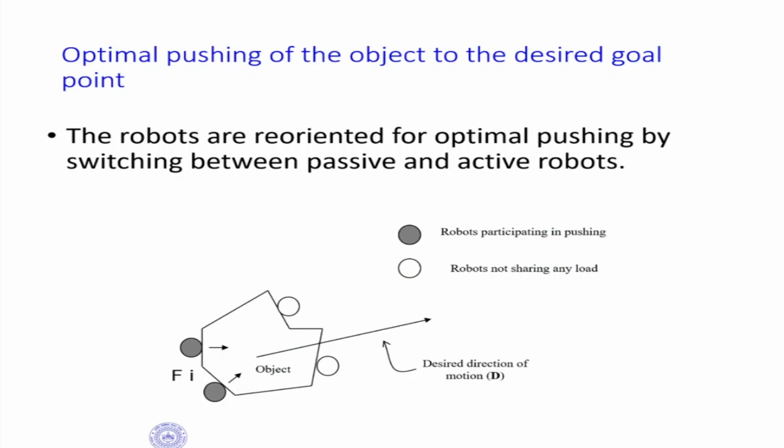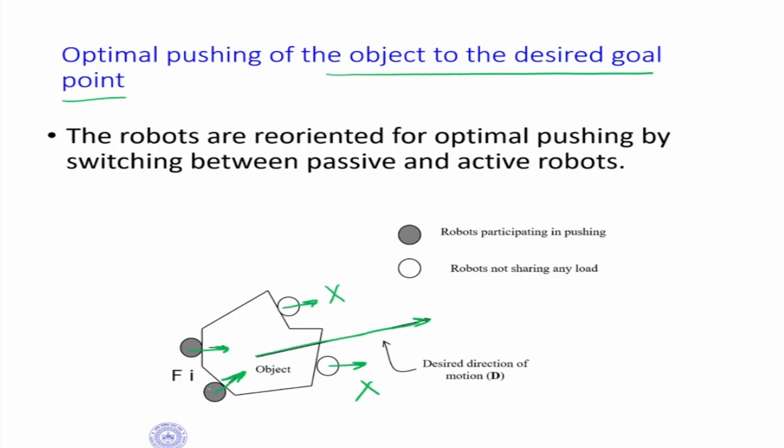So optimal pushing of the object to the desired goal point. The robots are reoriented for optimal pushing by switching between passive and active robots. Now what is this passive and active? These are the active robots which are applying a force, and these are the passive fellows which are simply moving or following. Either they are not there, or even if they are there, they are not pushing. They are just following. So the idea being that you push this object in this particular direction by placing these two robots only here.